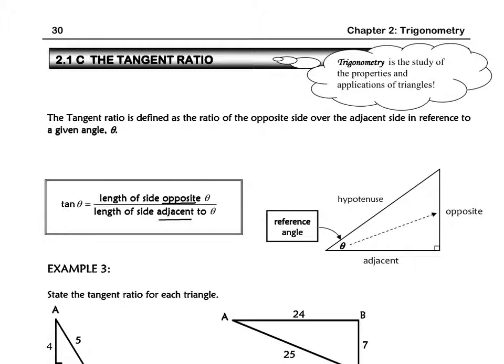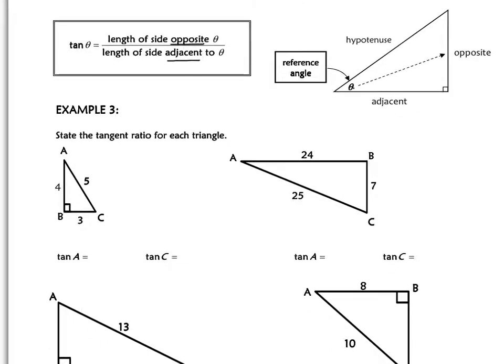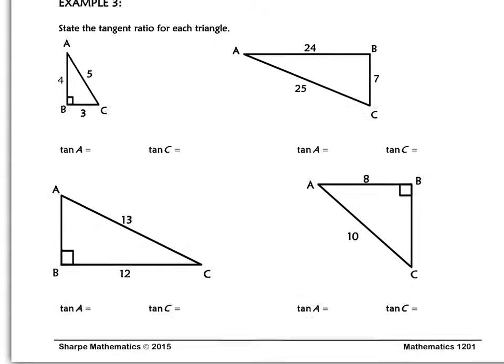So if we're talking about this angle here as being our reference angle, then the opposite would be the side across from that angle. The adjacent would be the side that makes up that angle that isn't the hypotenuse side. So we're going to use that definition now to find the tangent ratio for each of the triangles in the examples below.